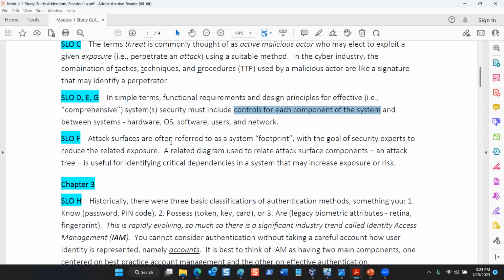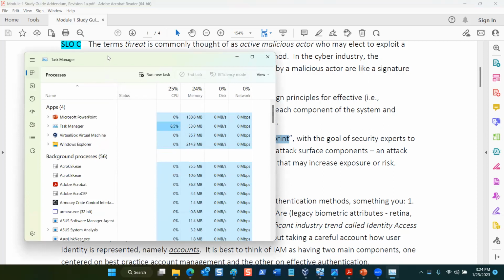In student learning objective F, there is reference to what's called a system footprint. This is the amount of exposure that's caused by running services, applications that are loaded, the amount of connections it has, because sometimes a system can have more than one network connection, more than one connection method. You can have Bluetooth, Wi-Fi, and a variety of different things, right? So one good sense about a footprint you can get from the system manager.